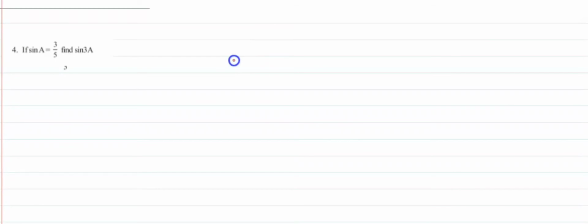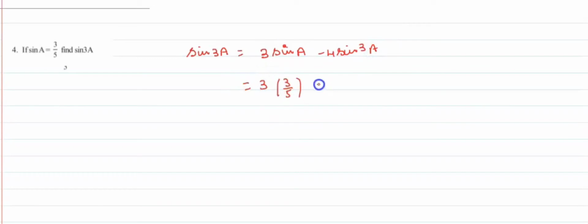Sin A equals 3 by 5. Find the value of sin 3A. We have a formula for sin 3A. Sin 3A is 3 sin A minus 4 sin cube A. So what is the value of sin A here? It is 3 by 5, minus 4 into sin cube. Sin cube is 3 by 5 whole cube.